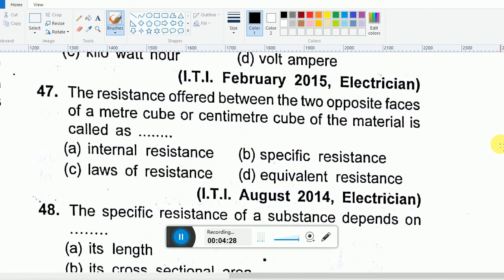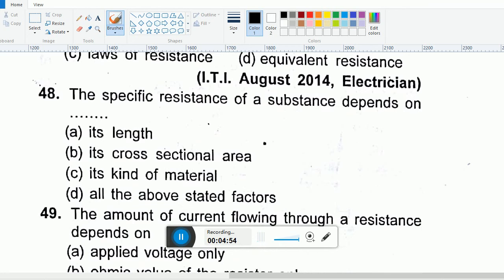The resistance offered between two opposite faces of a meter cube of the material is called specific resistance. Specific resistance depends on length, cross section area and the kind of material. All the above factors are related to it. The answer is 4.